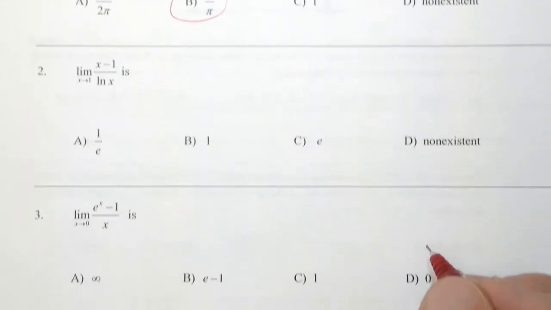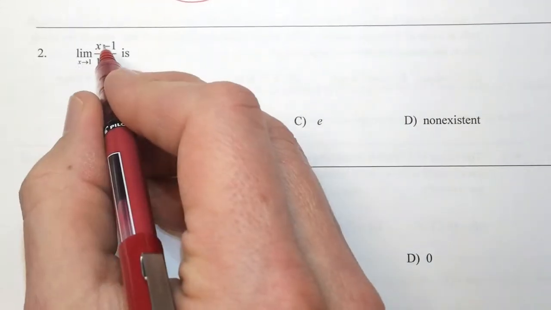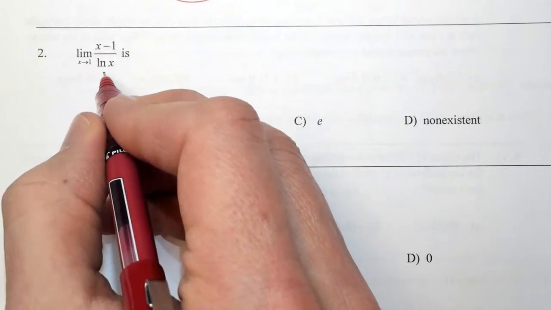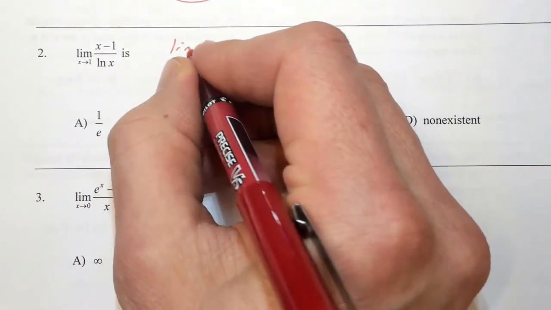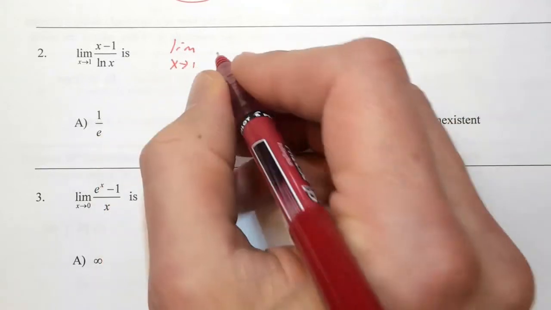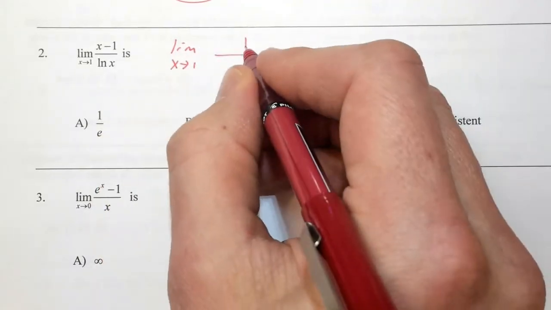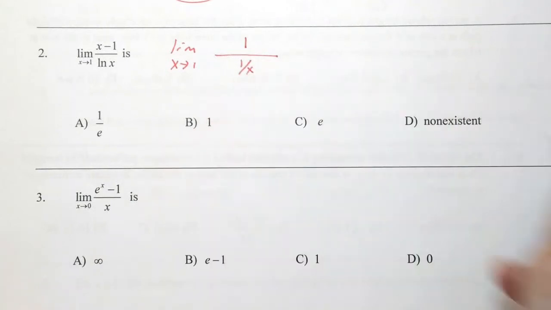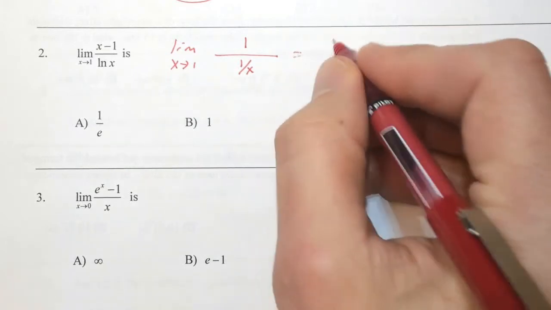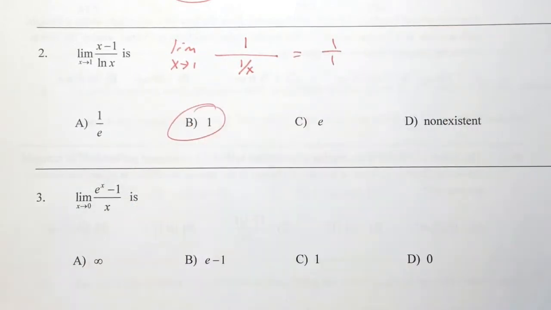With problem number 2, we plug 1 into the numerator, 0. We plug 1 into the denominator, also 0. L'Hopital's. So we continue to take the limit as x approaches 1. Derivative of the numerator, nice and easy. Derivative of the denominator is one that we're used to. Natural log of x derives to 1 over x. So when we plug in 1, we get a very clear 1 as our answer.